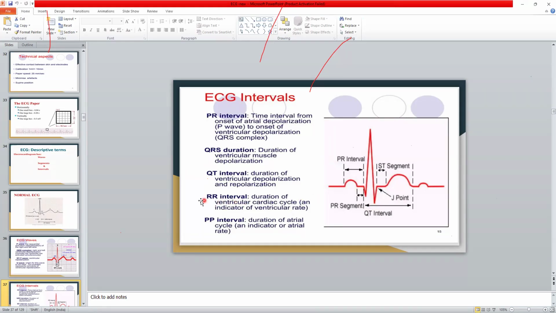What is the RR interval? The RR interval indicates the duration of the ventricular cycle, from one R wave to the other R wave of the QRST complex. What is the PP interval? We all know that the P wave denotes the right atrial and left atrial depolarization. So it indicates the duration of the atrial cycle.